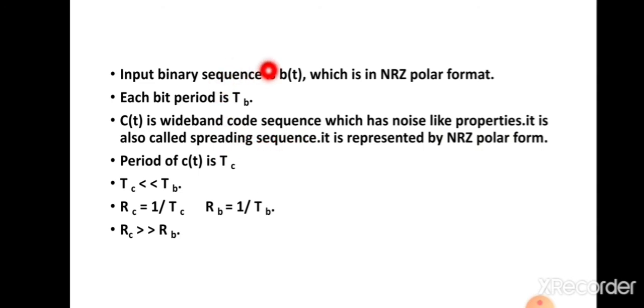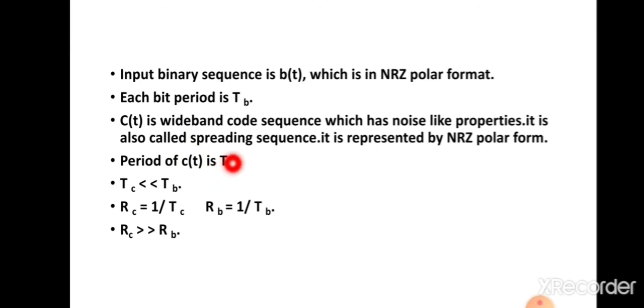Whenever B of t is multiplied with C of t, the resulting modulated signal has a bandwidth higher than the original bandwidth required. That is why this sequence is called a spreading sequence. It is also represented in the non-return to zero polar format. That means this PN sequence also has positive and negative pulses, with no zero levels. The period of C of t is TC.